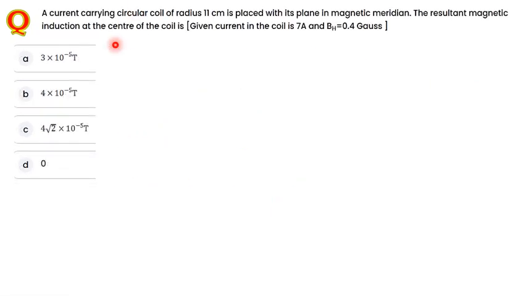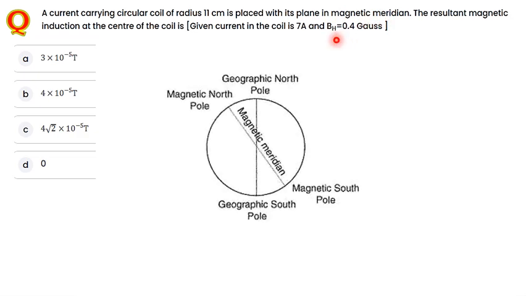Little important, you just go through this one. A current carrying circular coil of radius 11 centimeter is given. So you have to convert this into meters, 11 into 10 power minus 2, which is placed in the plane of the magnetic meridian. See here, you can understand magnetic meridian is about this. This is about the horizontal component. You just see here, magnetic meridian. What they are asking is the resultant magnetic induction at the center, from the center of the coil. Magnetic induction is what you are going to find out.